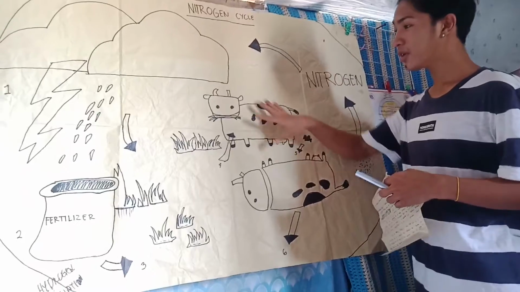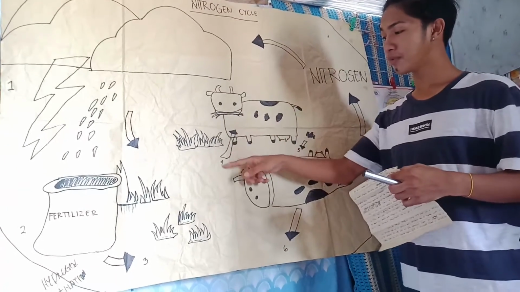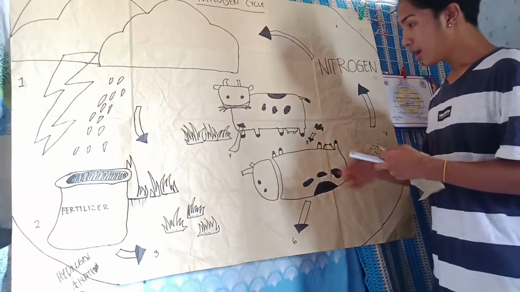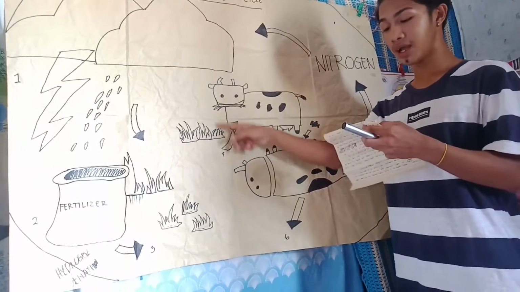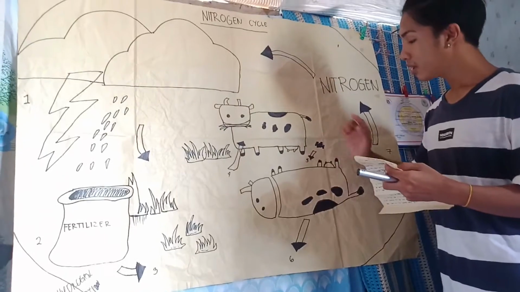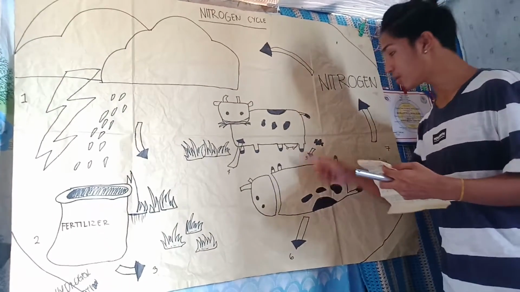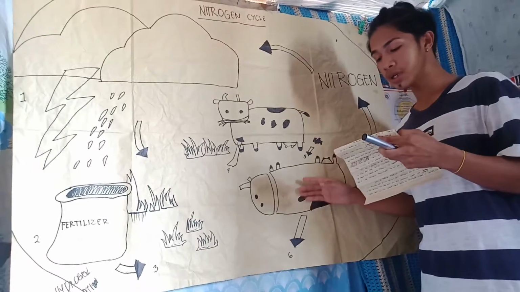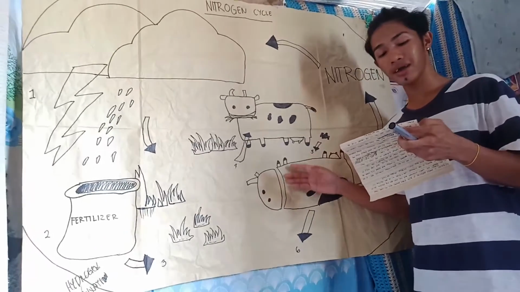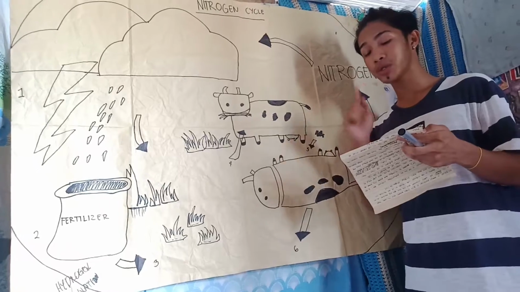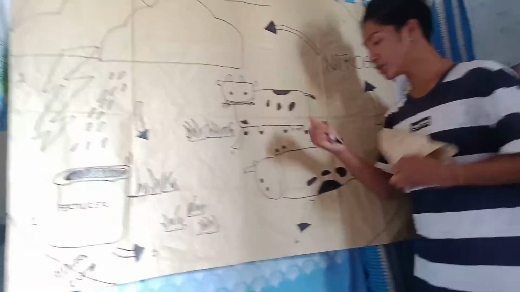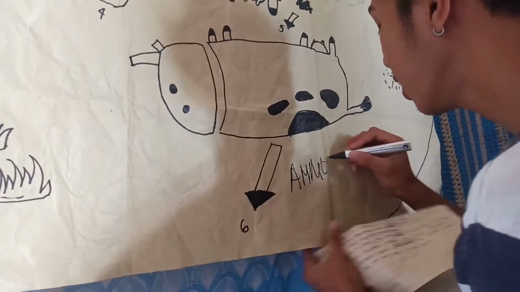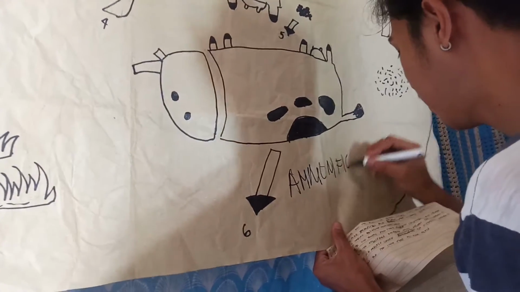The next steps after step 4 are steps 5 and 6. After the animals eat the plants, the animals either die or their waste goes to the decomposers, which release the nitrogen back into the soil, in a process called ammonification.